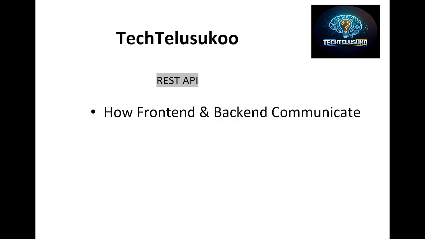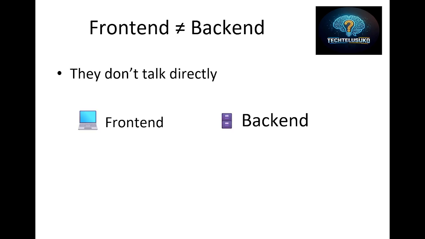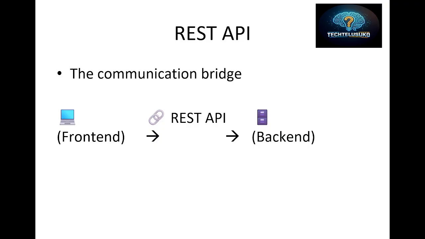Front-end is the part of the application that the user can see and interact with, like a website or mobile app. Backend is where the logic, database, and processing happen. These two are completely separate systems. Frontend cannot directly access the backend or database. So, how do frontend and backend communicate?